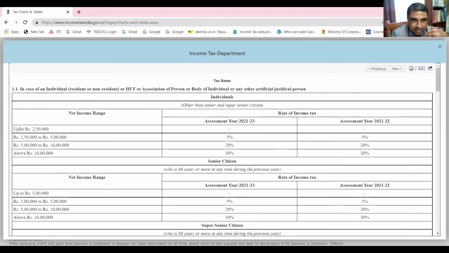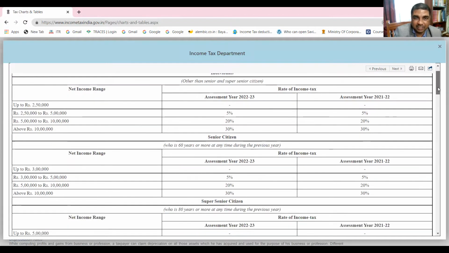Now you see, first you are seeing the tax rates for individuals. This is for resident or non-resident both. Then HUF, AOP, BOI, and other AJPs. For them, you see the tax rate. This is called the slab rate. Slab rate in the sense, up to a certain income there is no tax. That is called the basic exemption limit, below this bold line. What is the basic exemption limit for individuals, or the maximum amount which is not chargeable to tax?